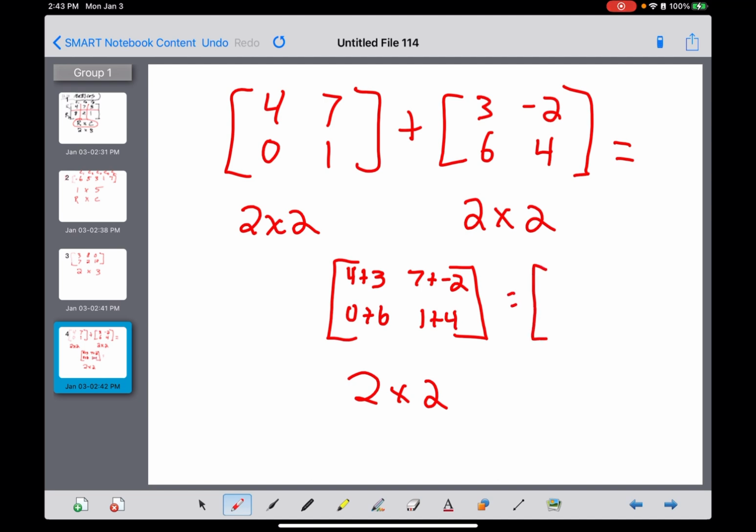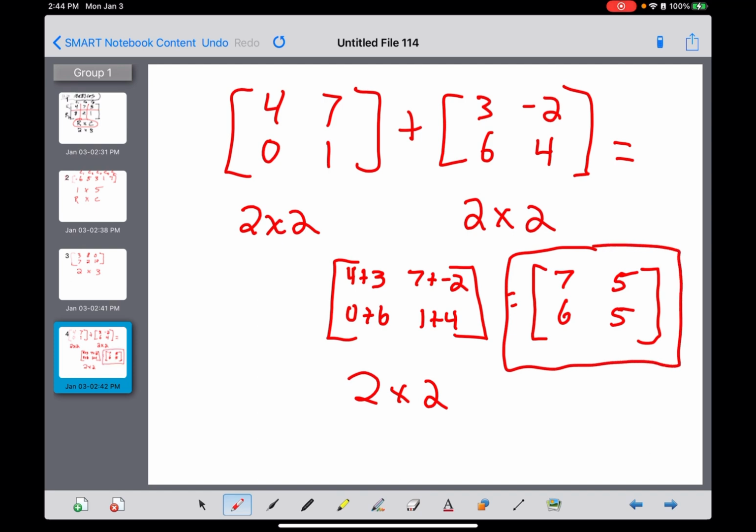Now, obviously, you don't have to write that down. I just wrote it down this time so you could see what you have to do. You know that 4 plus 3 is 7, and 7 plus negative 2 is 5. I hope you can add and subtract. But that's your end matrix when you add those two matrices together. And again, it's just like a spreadsheet. You're adding this one and this one together to get something new. That's all you're doing.